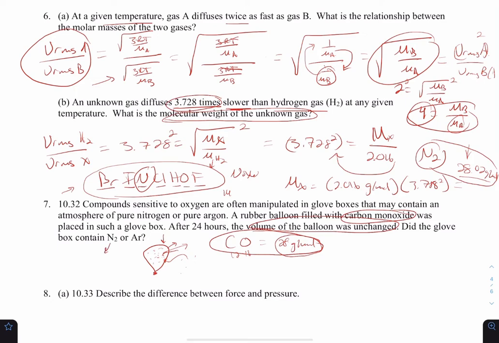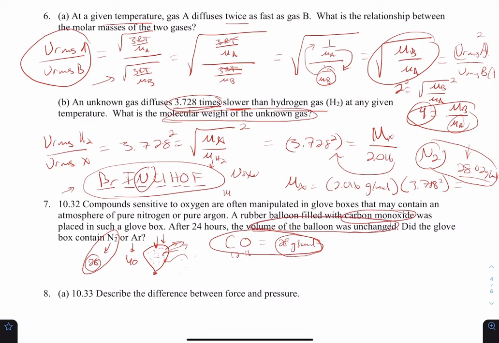If I look at the molecular weight of each of these, I get about 40 here and about 28 here. So I'm going to assume that nitrogen is on the outside, because if it has the same molecular weight, it's effusing into the balloon at the same rate that carbon monoxide is effusing out of the balloon, and so the volume stays the same.